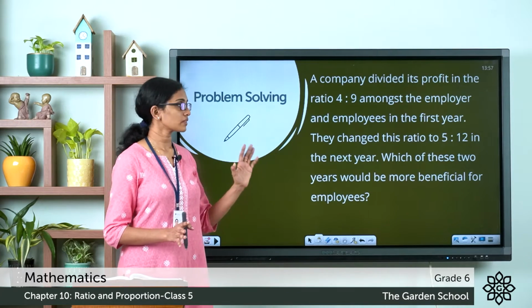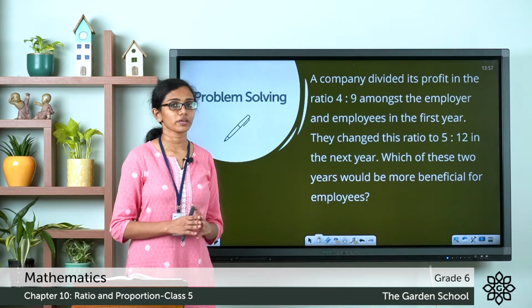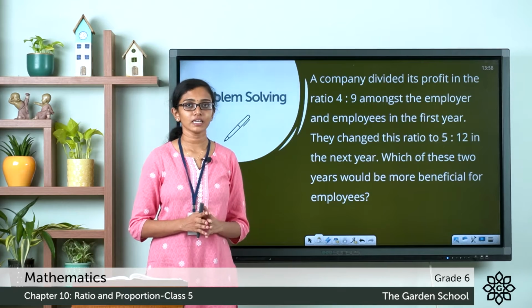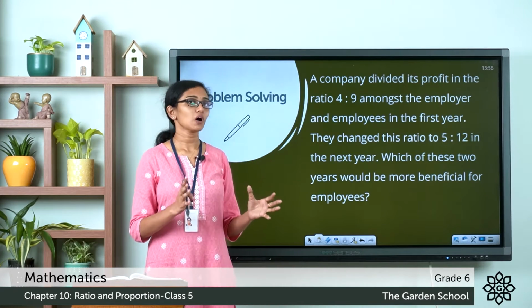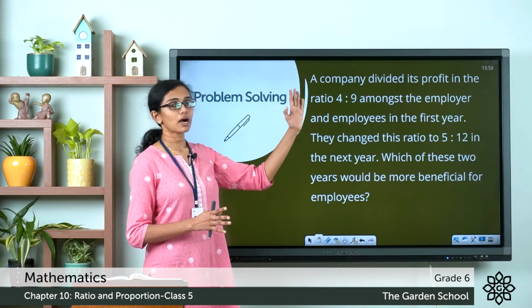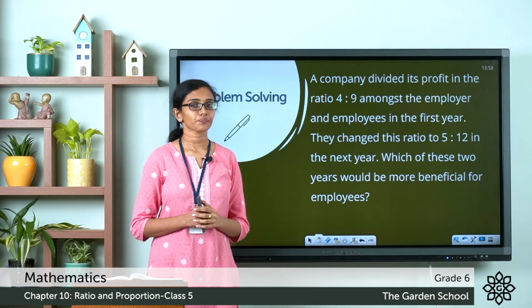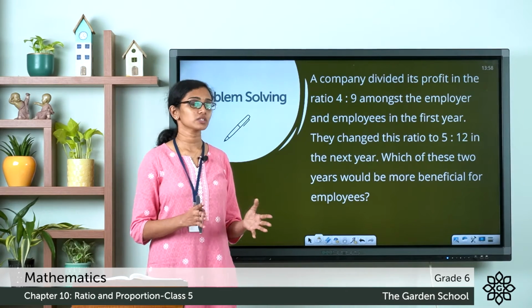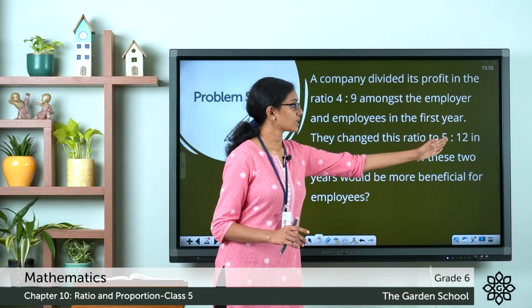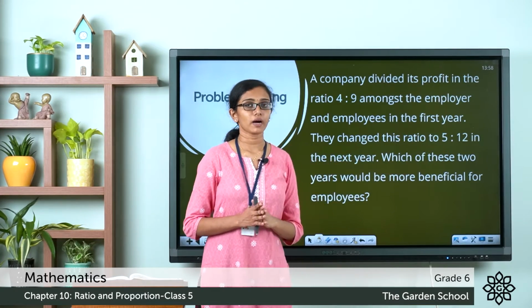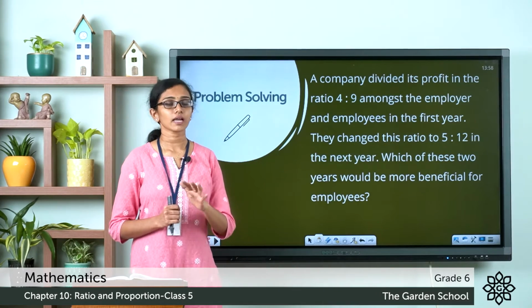Here, you have to compare the two given ratios and find out which would be more beneficial to the employees. In the first year, the profit was shared in the ratio 4:9, which means out of the total 13 parts, 4 parts will go to the employer and 9 parts will go to the employees. In the second year, they changed this ratio, which means if the total profit is divided into 5 plus 12, 17 equal parts, 5 parts will go to the employer and 12 parts will go to the employees.